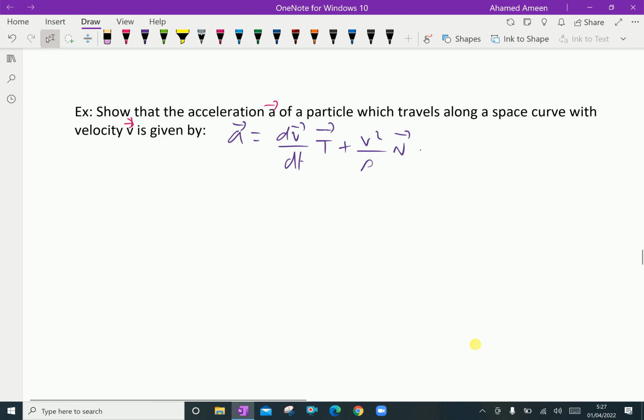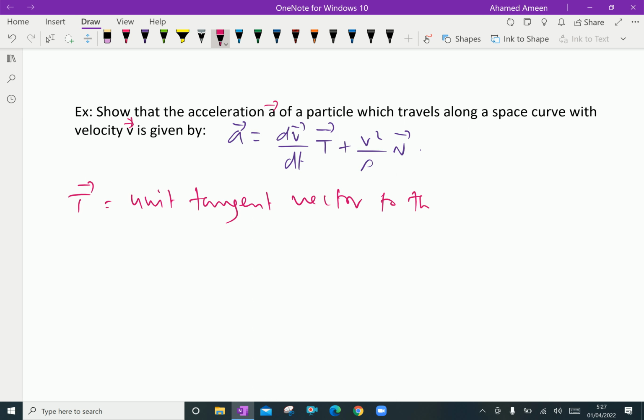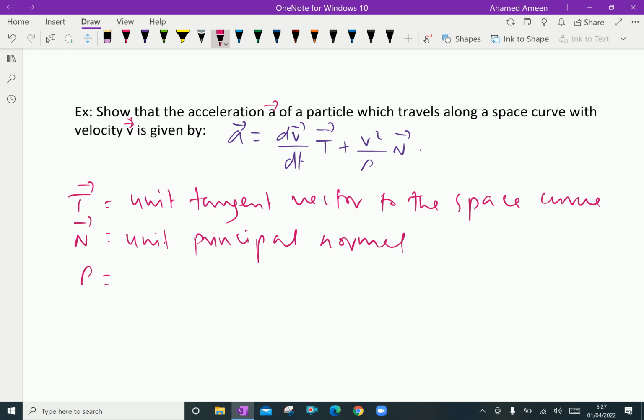First, here t vector is the unit tangent vector to the space curve, n vector is the unit principal normal vector, and we know that rho is the radius of curvature. We have to find the relation among these things.